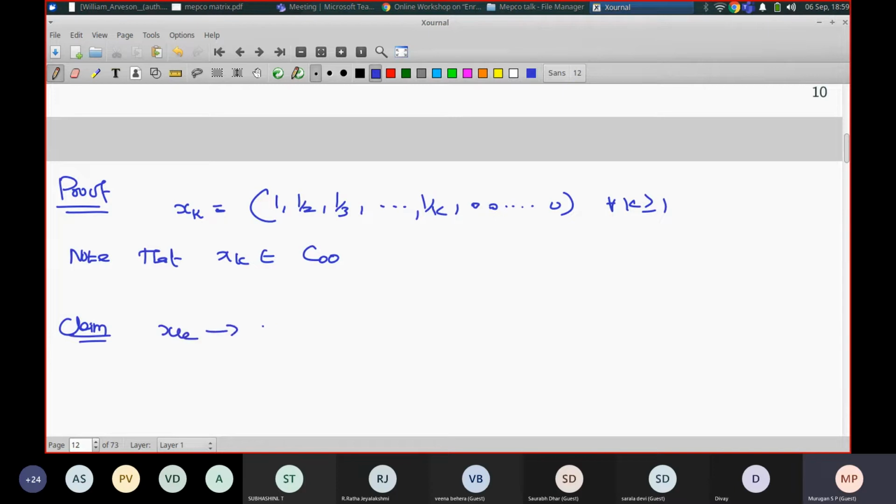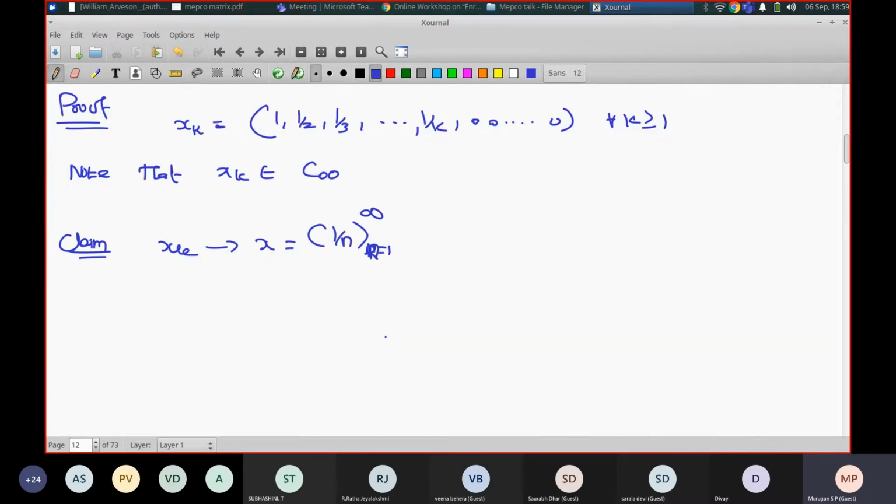So where does x_k converge? x_k converges to x, where x is the sequence 1 by n. Okay, it's 1 by k. You can prove this converges to x. This is very easy. Why does it converge to x? You need to find the sup norm, right? What is x_k minus x? So this is nothing but the supremum over n.